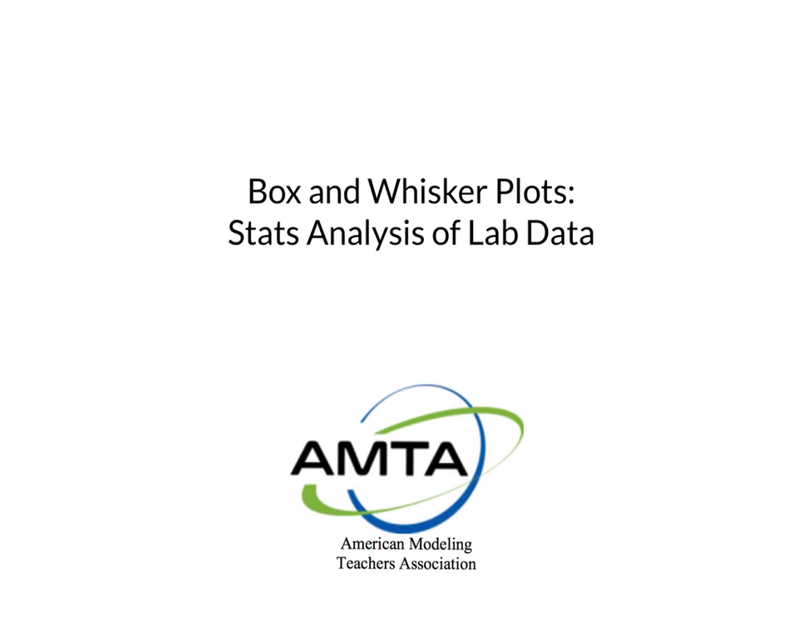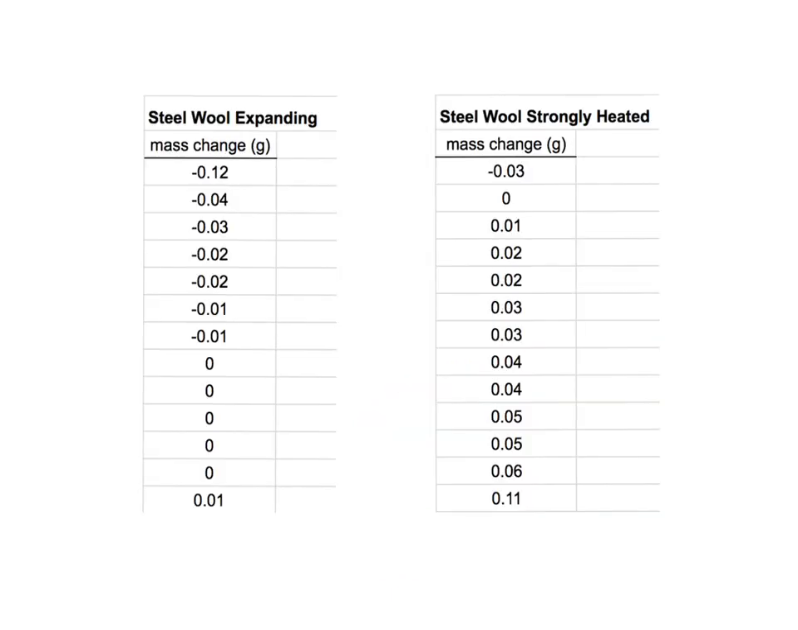The data examples used in this presentation are based on the Mass and Change lab in Unit 1 of the Modeling Chemistry materials. This tool can also be used in the analysis of other modeling chemistry labs, such as the Empirical Formula lab in Unit 5, the Nail lab in Unit 7, and the Silver Copper lab in Unit 8. Here are two data tables we will use as examples for making box and whisker plots.